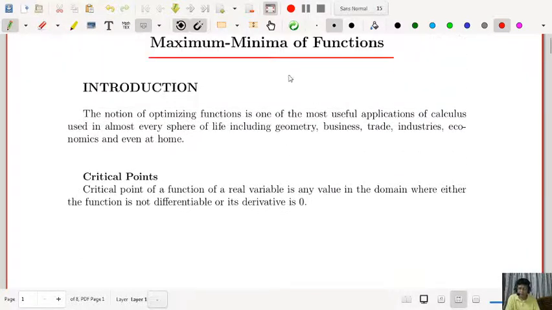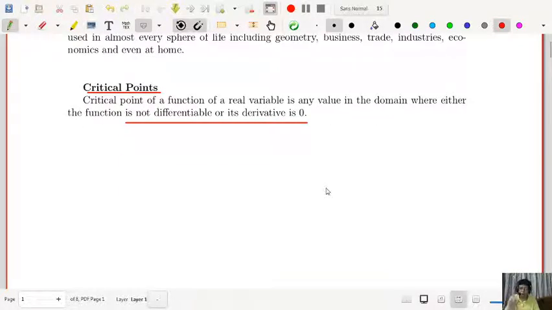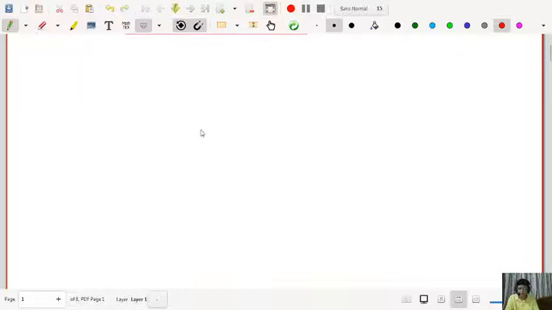Before we go into the depth of maxima minima, first we have to understand what critical points are. A critical point of a function of a real variable is any value in the domain where either the function is not differentiable or the derivative is 0. So those points are called critical points. Either the function is not differentiable or its derivative is 0.